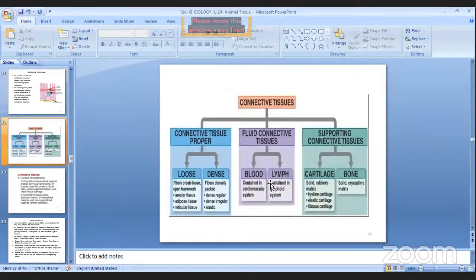Now, by this we complete the epithelial tissue. Now we'll switch on to the connective tissue. Now connective tissue is again classified into three.